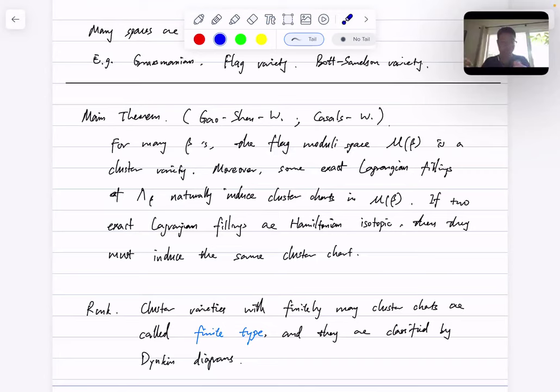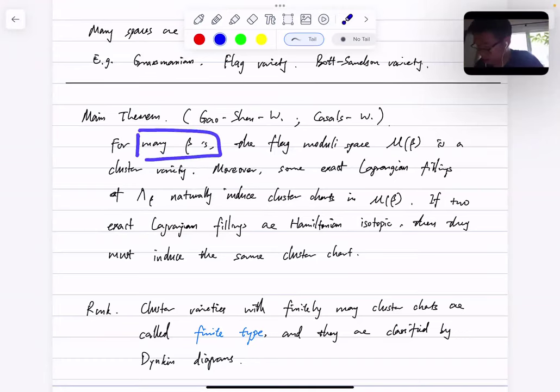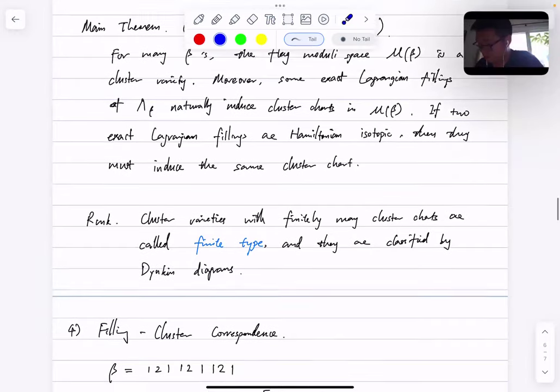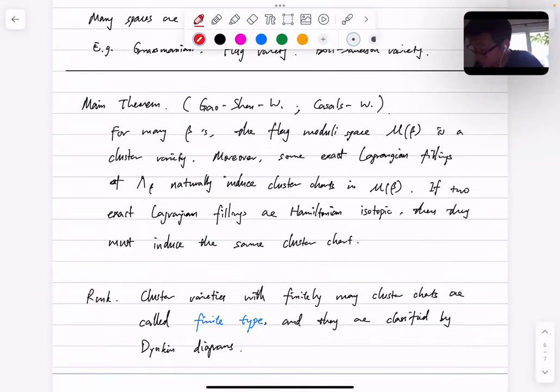If you can show that the two fillings give you two different cluster charts, then they cannot be Hamiltonian isotopic. Okay. So here, the language is not very precise, so let me also say what I mean by "for many betas." In my joint work with Honghao Gao and Linhui Shen, we look at rainbow closures in this case. This statement is true for all rainbow closures.